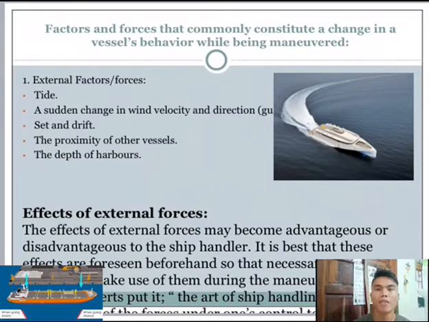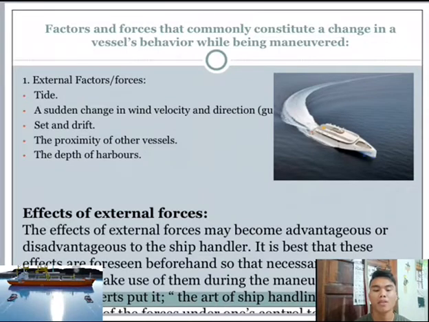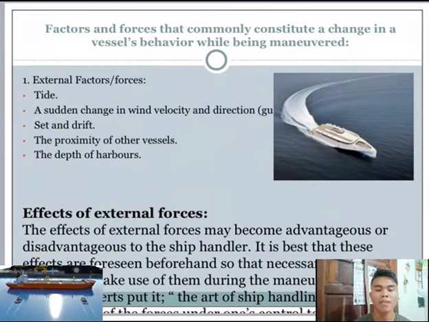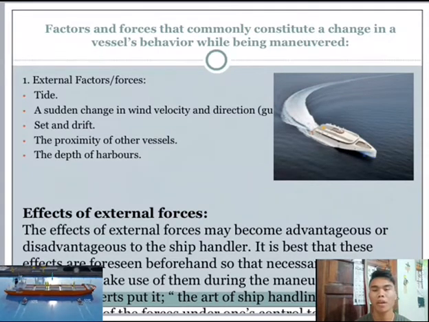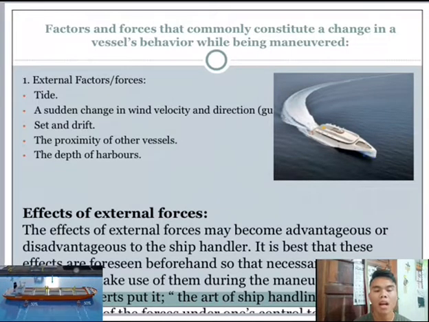Effects of external forces. The effects of external forces may become advantageous or disadvantageous to the ship handler. It is best that these effects are foreseen beforehand so that necessary steps to counter or make use of them during the maneuver are made. As some experts put it, the art of ship handling involves the effective use of the forces under control to overcome the effects of external forces.